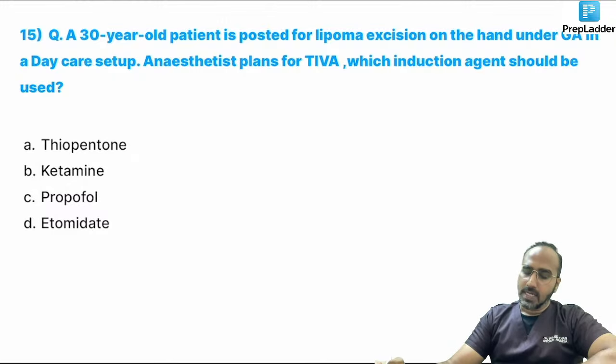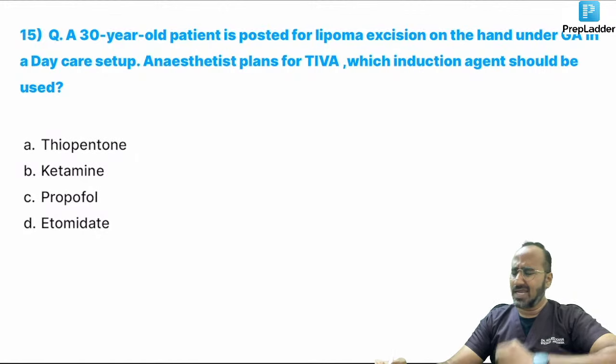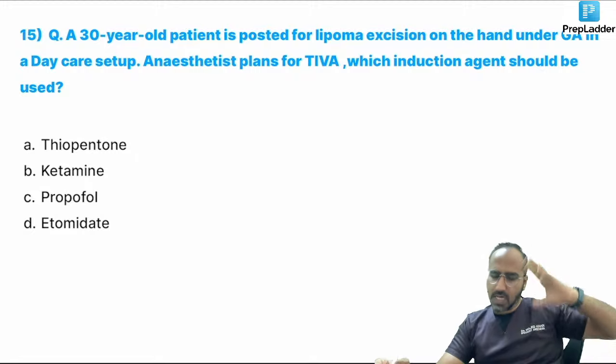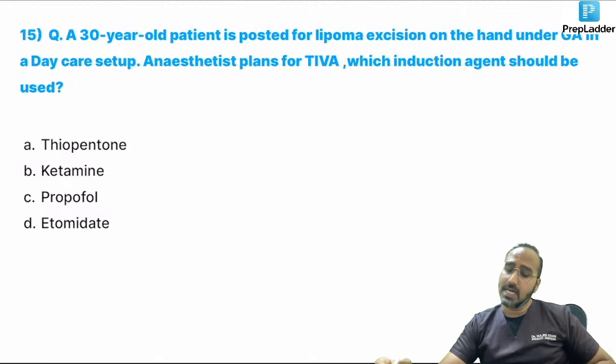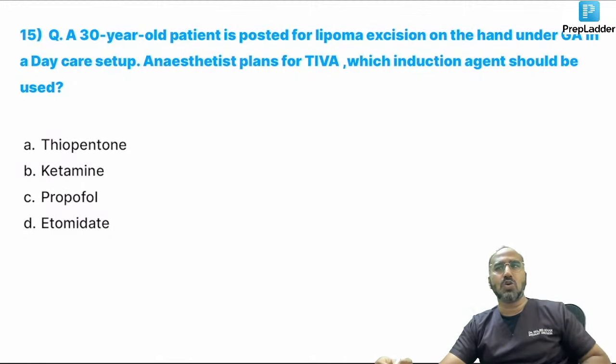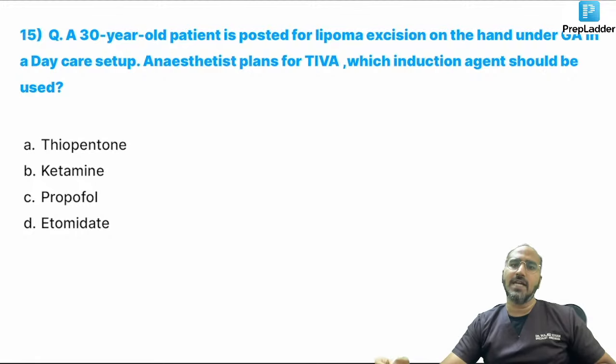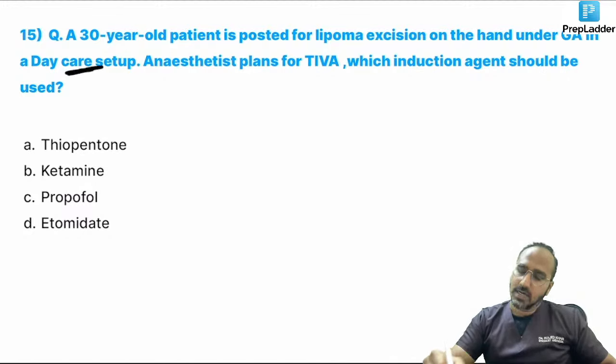Okay. Next, a 30-year-old patient is posted for lipoma excision on the hand under general anesthesia in a daycare setup. Saying daycare, one or two drugs have come to my mind. Anesthetic plan is TIVA. TIVA is total intravenous anesthesia. Which IV induction agent should be used? Clues are given: TIVA, daycare. So guys, what's the answer?